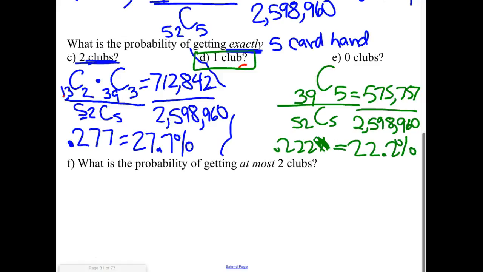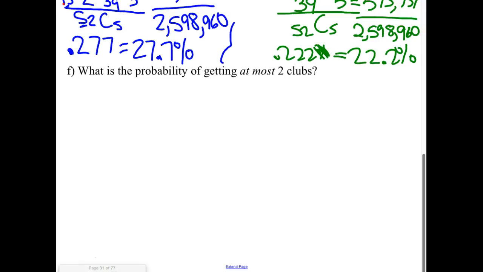All right, let's talk about an OR problem. This one says, what is the probability of at most 2 clubs? So let's talk about that. That means at most 2 clubs. I don't want to go above 2 clubs. So what it means is I'm going to take 0 clubs, or 1 club, or 2 clubs.